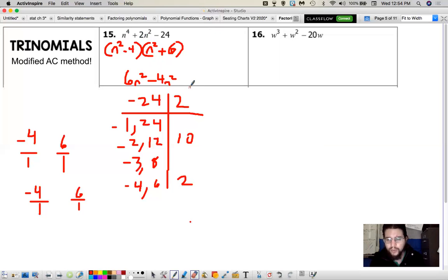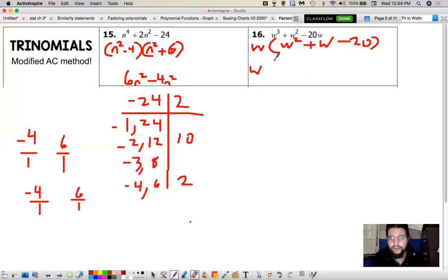But what's the first step always? No, I didn't freeze. I was just staring at you. GCF. W squared plus w minus 20.